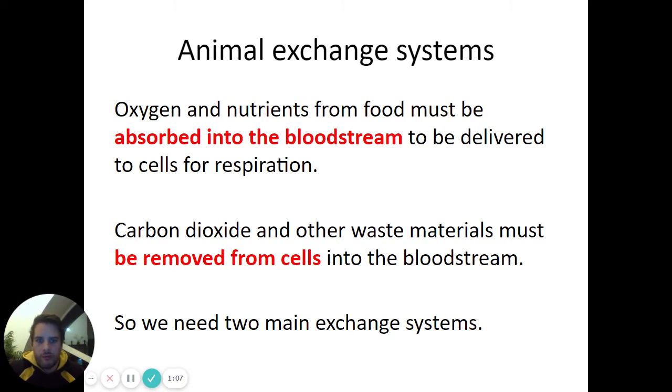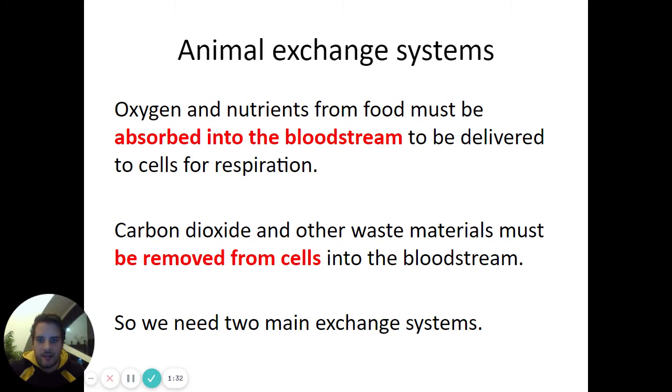Oxygen and nutrients from our food must be absorbed into our bloodstream. Things like glucose and oxygen have to be delivered to every cell in our body so that the glucose can be broken down to make energy, in that process called respiration. When oxygen is present, then aerobic respiration can happen and we get many more ATP, so a lot more energy. Aerobic respiration creates a waste product called carbon dioxide.